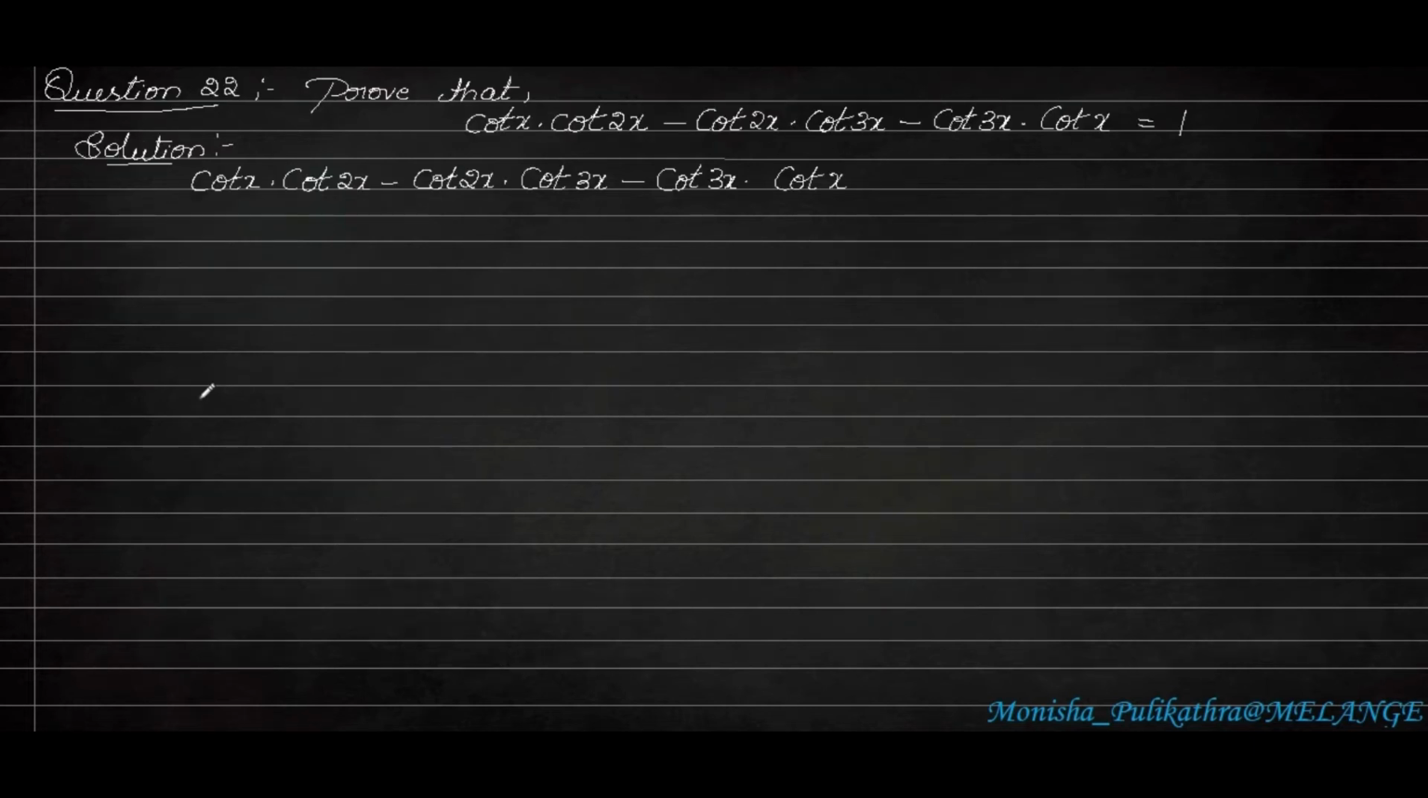Moving on to the 22nd question. So this question is little bit trickier. So you have to understand at which particular point you have to introduce the new formula and all. Okay. So here I have written the question already. Here the first term you have to write as it is. Cot x into cot 2x you have to write as it is.